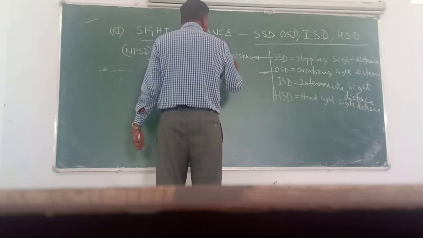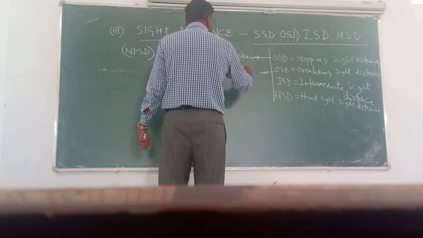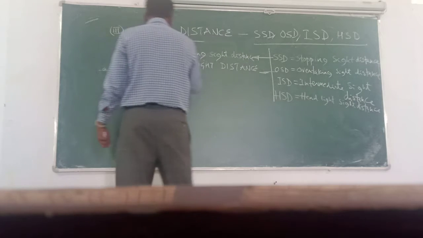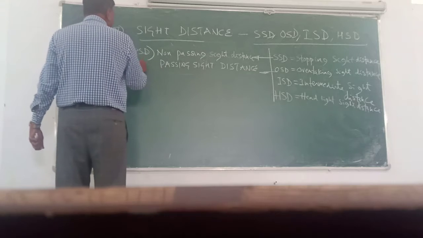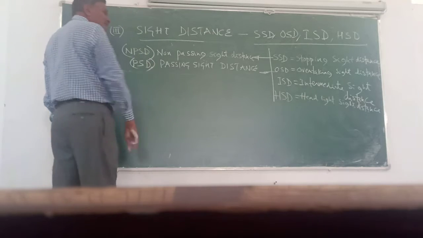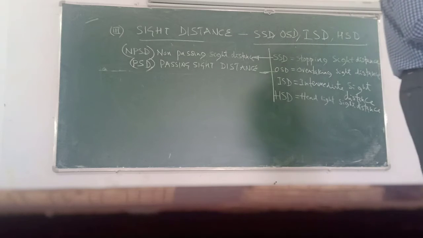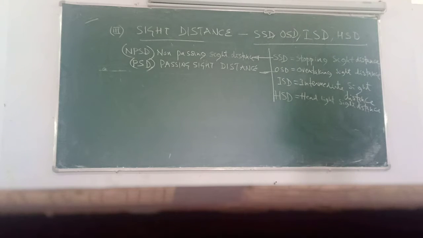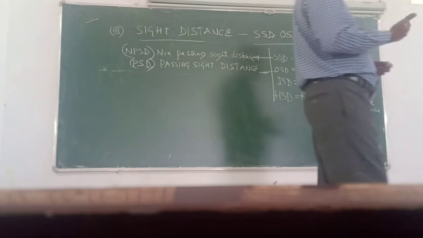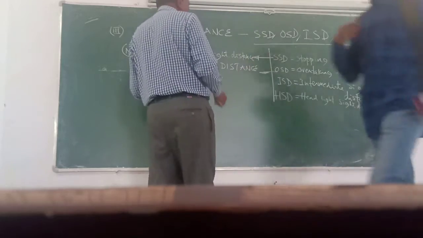Passing sight distance. In short, it is called PSD. And there is no substitute name for ISD at all. ISD is called ISD only, and HSD is called headlight sight distance. There is no other meaning for that. Only for these two, they can also be called by different names.